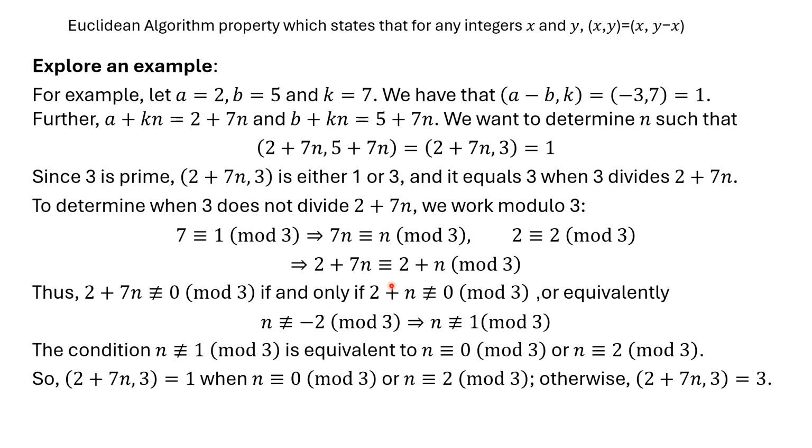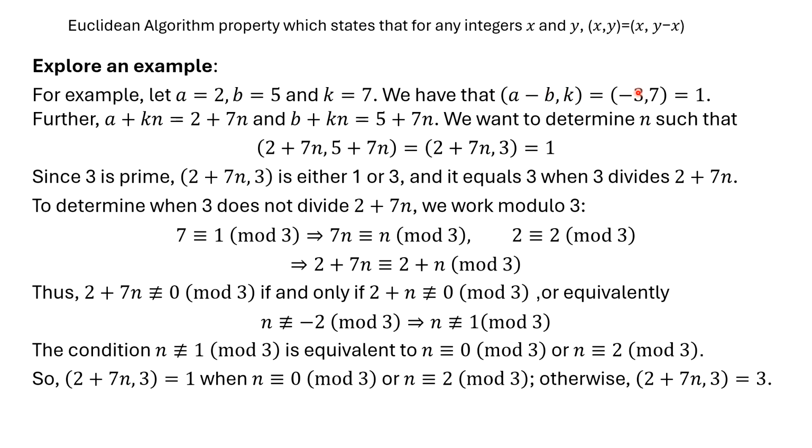Before we get to the solution, let's look at an example. Sometimes it's helpful to check some specific numbers in a problem or a theorem to get an idea as to how you might do the general proof. And that's what we'll do here. So I'll take a equals 2, b equals 5, k equals 7. Then we want to check that the GCD of a minus b with k is 1.